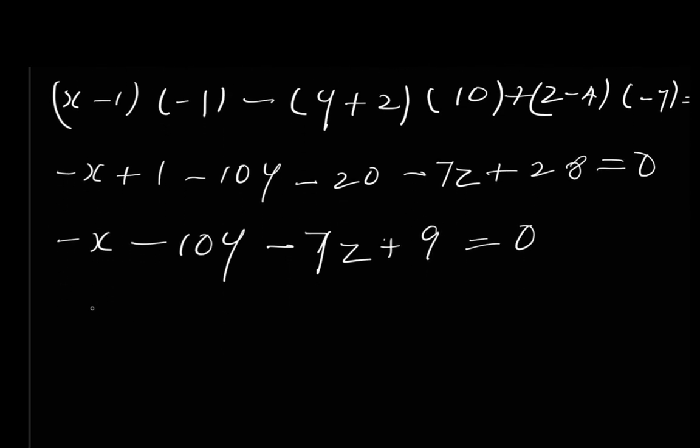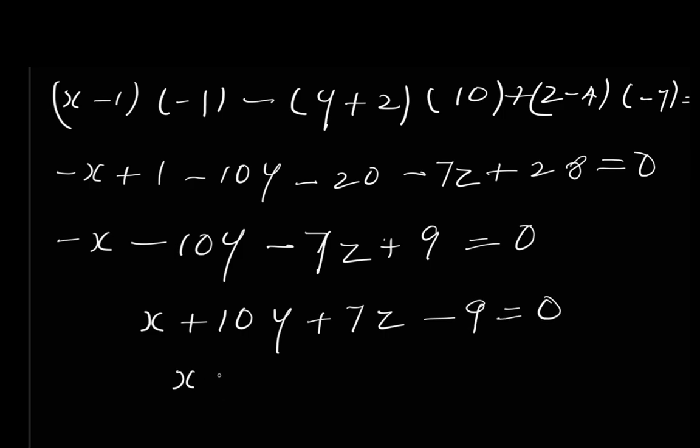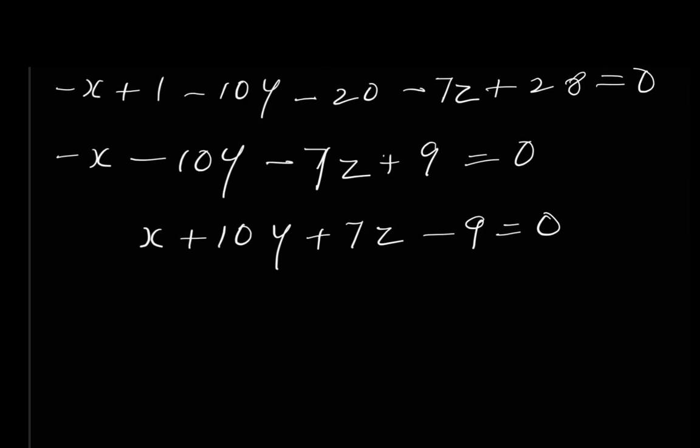See, all the x, y, z variables are negative values. Change the sign for all the terms. So x plus 10y plus 7z minus 9 equal to 0. You can keep it as it is. So this is your Cartesian form of the equation.